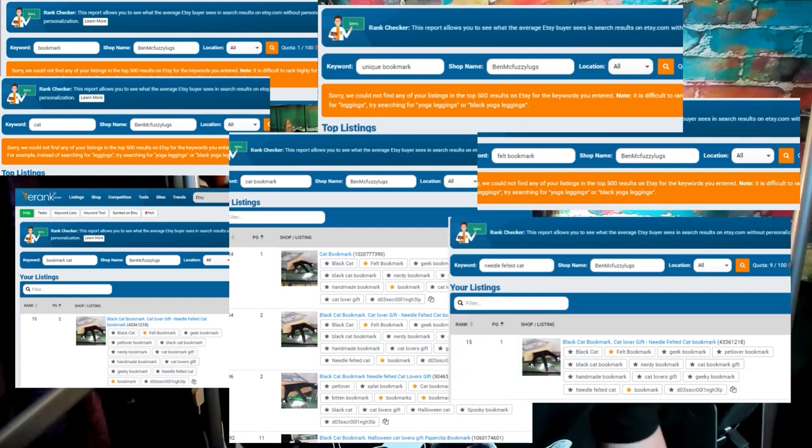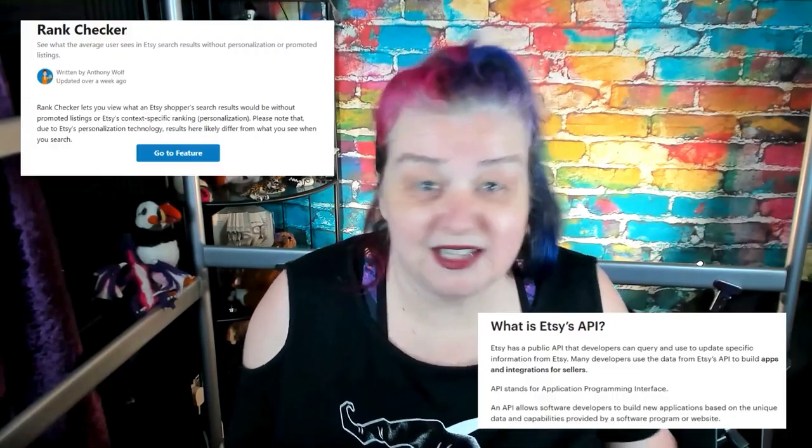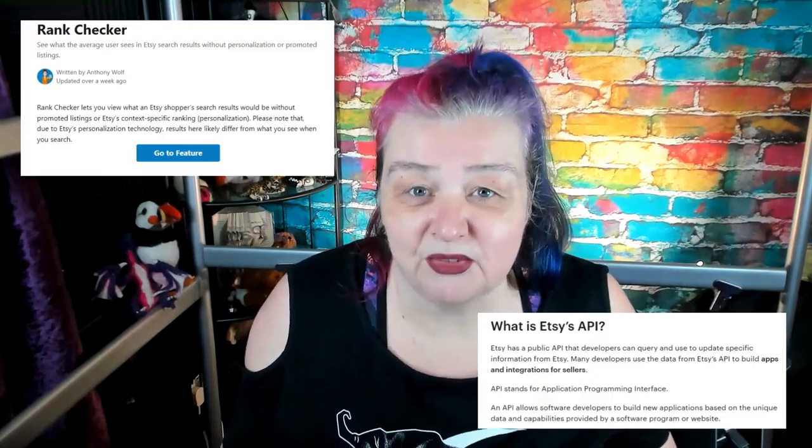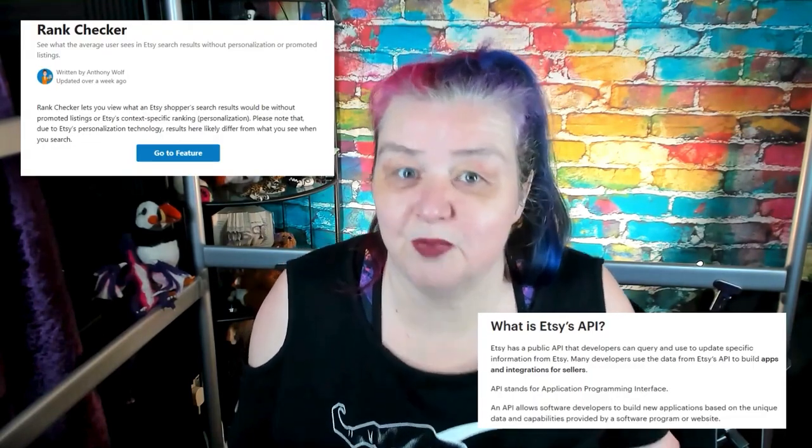Sure, I could have used the bulk rank checker, but I forgot. Why am I using the rank checker and not searching for my listings on Etsy? Well, the rank checker uses the Etsy API to see where Etsy ranks items before it adds those personalizations. It's possible that if I was doing a bunch of searches, then Etsy would learn about my behavior and might adapt the results to show me different things over time. So this removes the act of me changing the results.